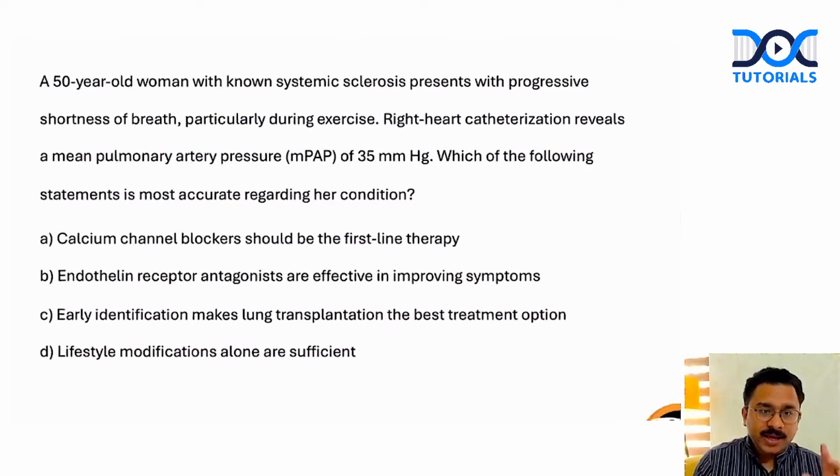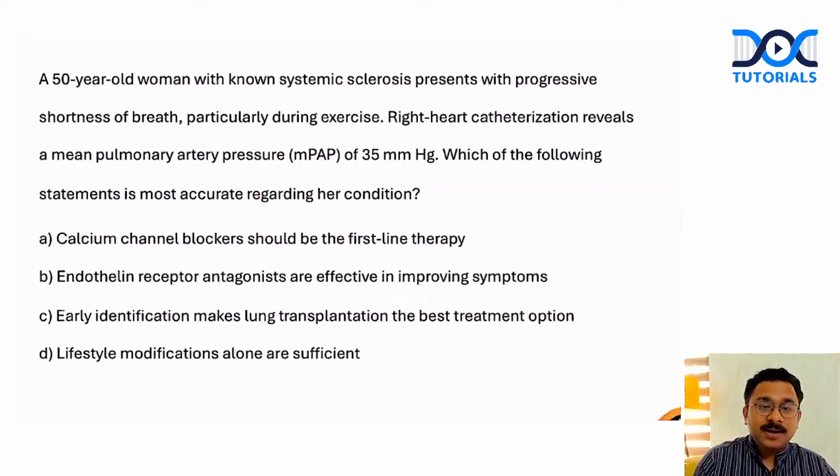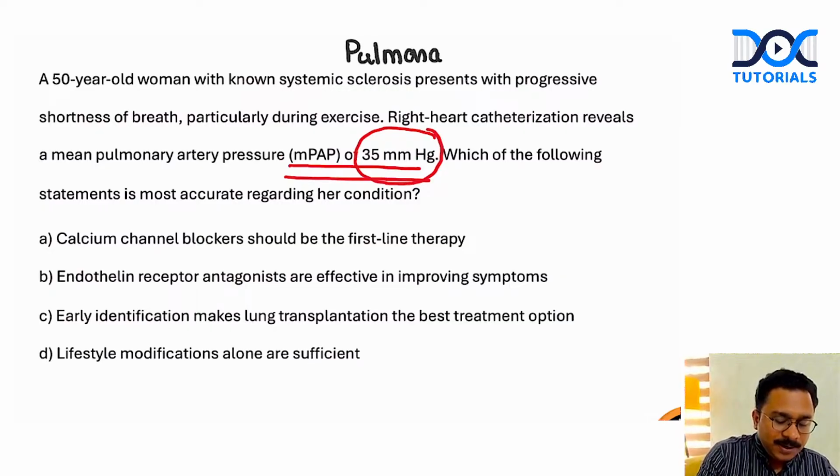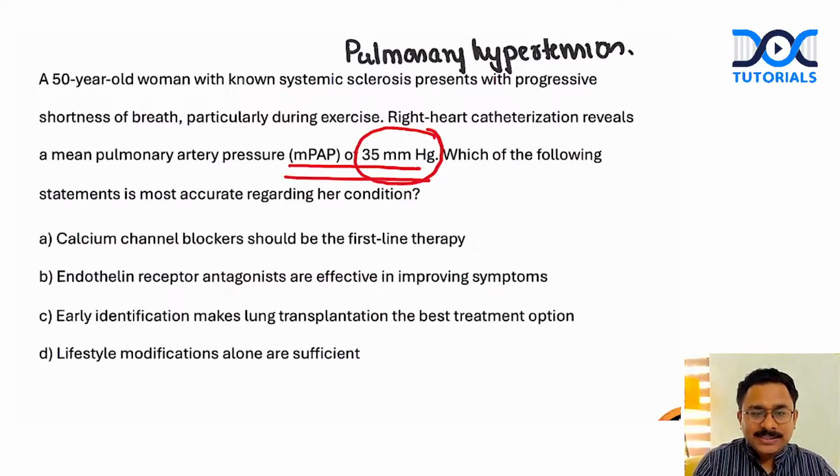Next question, a 50-year-old woman with systemic sclerosis with progressive shortness of breath, particularly during exercise. Okay, right heart catheterization is showing a mean pulmonary arterial pressure of 35 mm Hg. So when the mean pulmonary arterial pressure goes above 20 millimeter mercury, what will you call this? This is nothing but a case of pulmonary hypertension. I am making a diagnosis of pulmonary hypertension. Yes. And what is the question? Which of the following statements is most accurate regarding her condition?